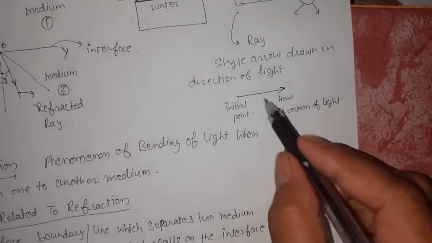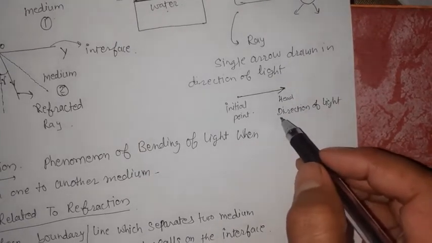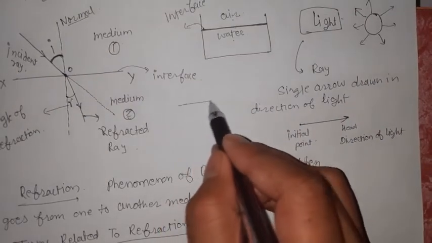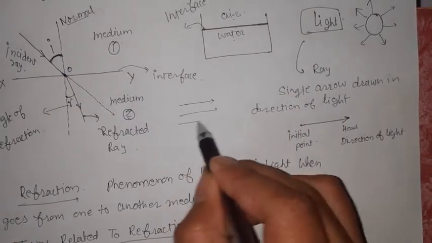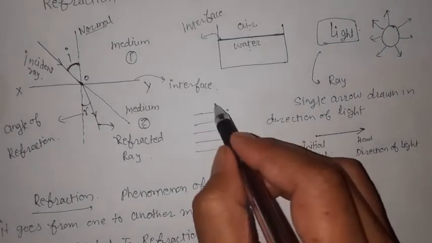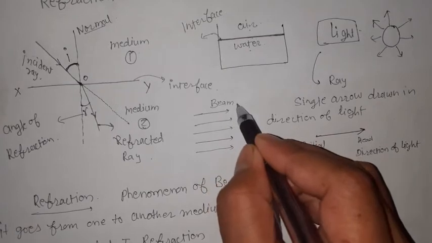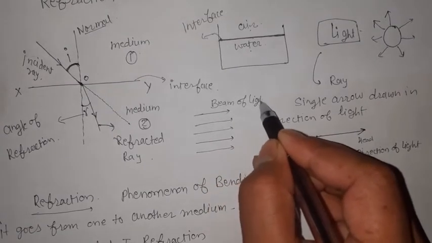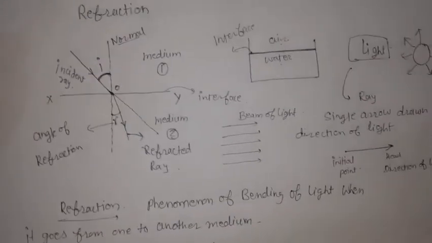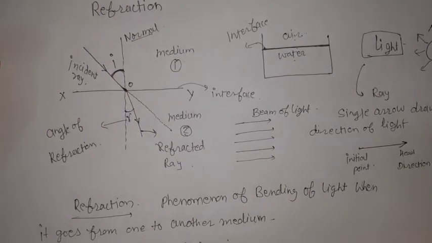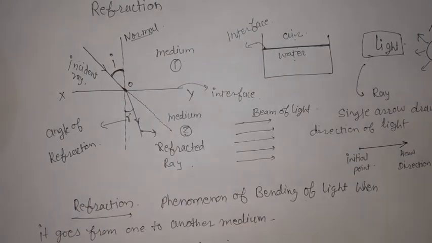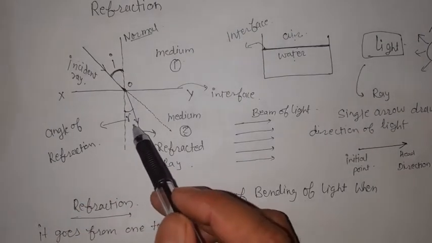Okay, and if there is more than one ray, for example, parallel rays which are traveling in the same direction, it is said to be a beam of light. Okay, now the important thing over here is that while this light is going from one medium to another, there is bending of the light.